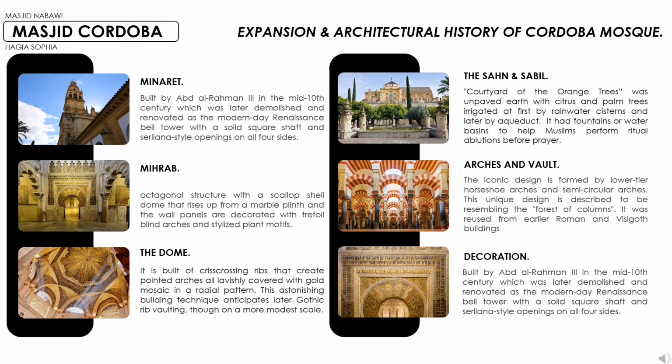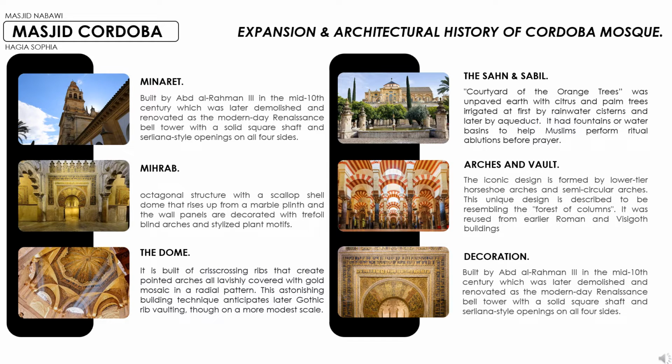The second one was the Mihrab, the half-octagonal structure with a scalloped shell dome that rises up from a marble pit, and the wall panels are decorated with trefoil blind arches and stylish plant motifs. The dome was also very interesting because it is built of crisscrossing ribs that create pointed arches, lavishly covered with gold mosaic in a radial pattern.